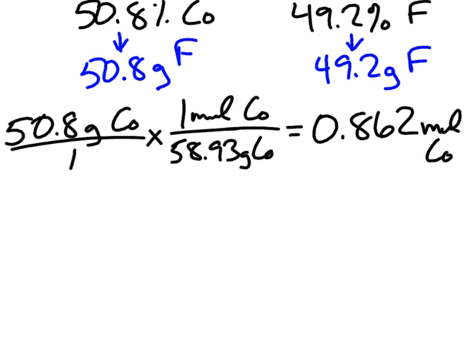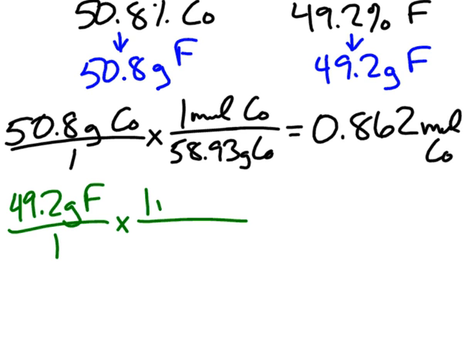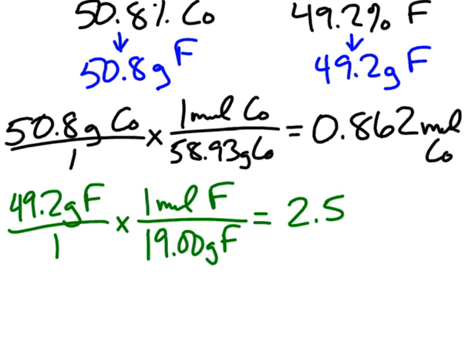All right. Take a look over here with fluorine, 49.2 grams of fluorine over every 1 mole of fluorine, we have 19.00 grams of fluorine. So the number of moles is 2.59 moles of fluorine. So of course, that one's higher.